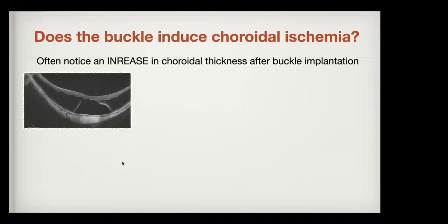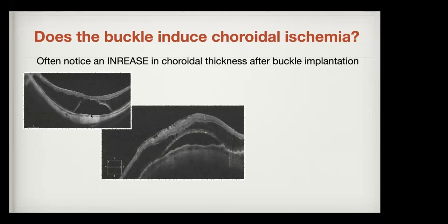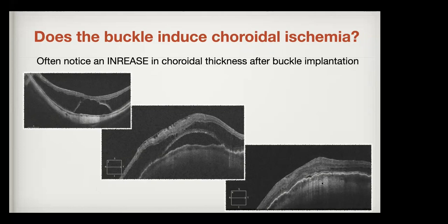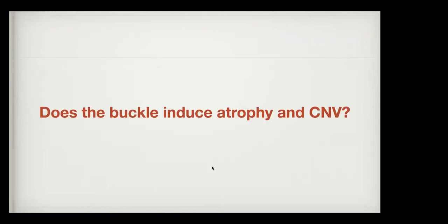In fact, in some cases, you can look at the choroid. This is from pre-op to 1 day post-op. You see an increase in the choroidal thickness after buccal implantation. This is a few months afterward. So no ischemia. What about atrophy?